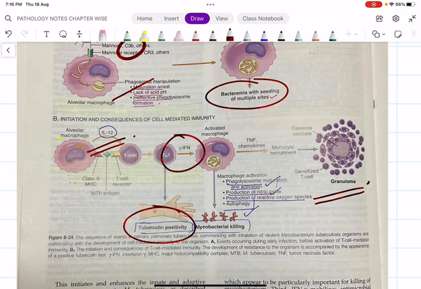Suppose immunocompromised, HIV, chronic steroid therapy, what happened? There is no active cell-mediated immunity. In such a case, granuloma formation does not take place.